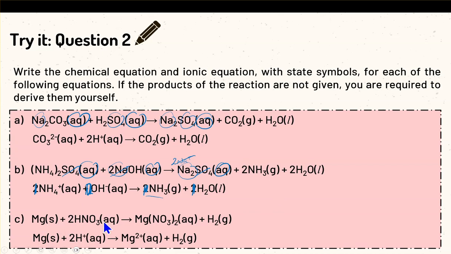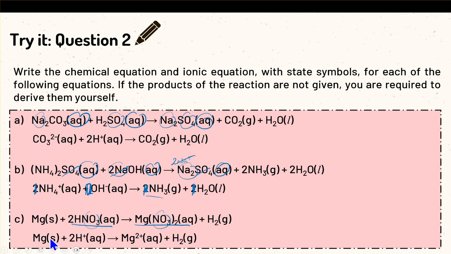Now for the next one, magnesium, nitric acid, magnesium nitrate, and hydrogen gas. So the aqueous ones will be the nitric acid and magnesium nitrate. Once you split them out, you realize that there are 2 nitrate here and 2 nitrate here, they will cancel each other. What you're left with is 2 hydrogen ion and 1 magnesium ion. The solid remains, don't change, gas don't change.